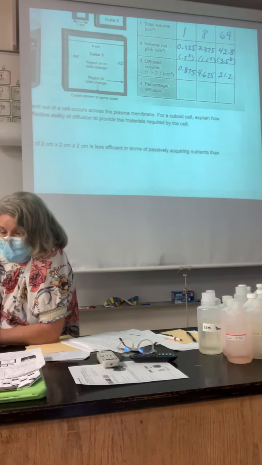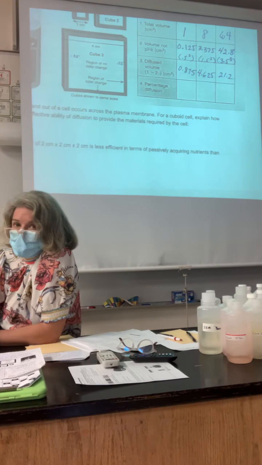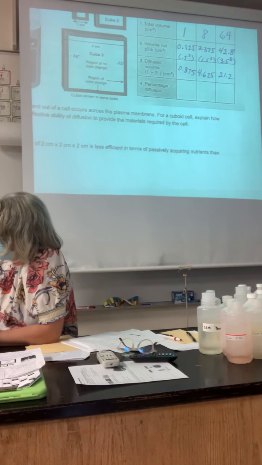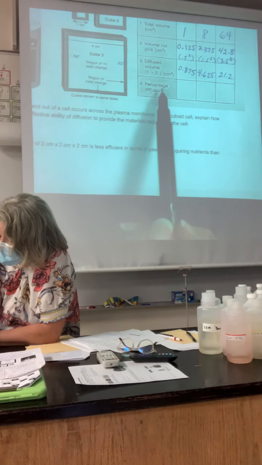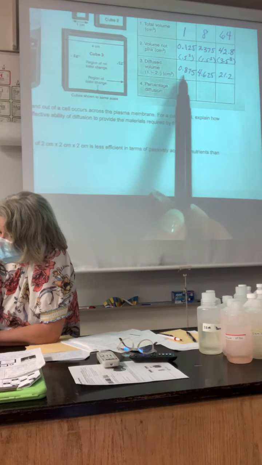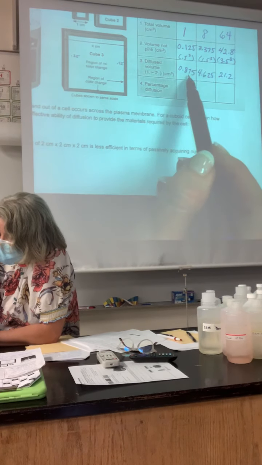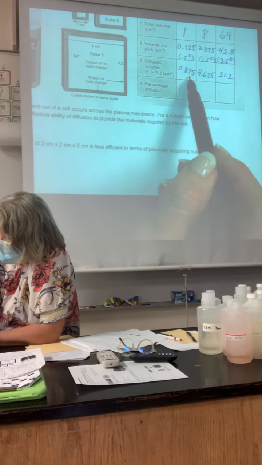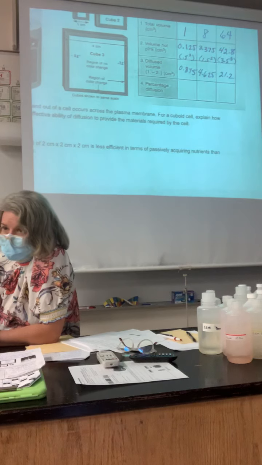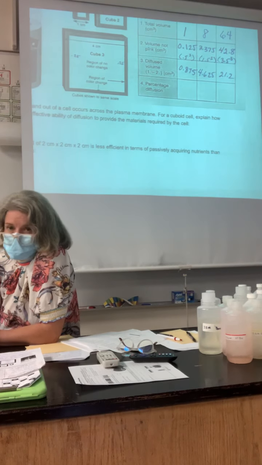Now we have to figure out what percentage of this is diffused. You figure out percentages by taking the whole and taking the part over the whole, right? So the part that diffused is this part right here. The whole is the top one. So 0.875 diffused volume out of a 1 volume. Would that be a passing score?